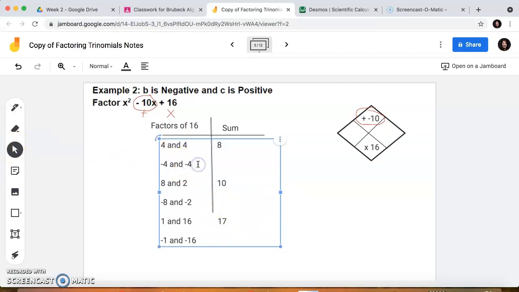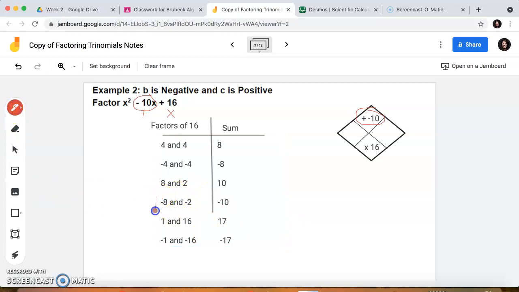And then we can add. Negative 4 plus negative 4 is going to be negative 8. Negative 8 plus negative 2 is going to be negative 10. And negative 1 plus negative 16 is going to be negative 17. We found our winner. Negative 8 and negative 2, they are going to add to be negative 10. So our answer is going to be negative 8 and negative 2.